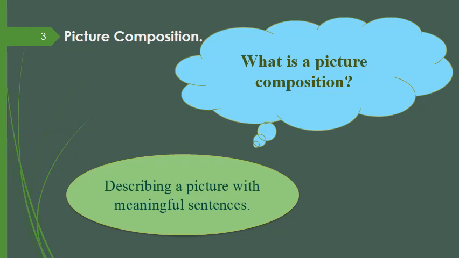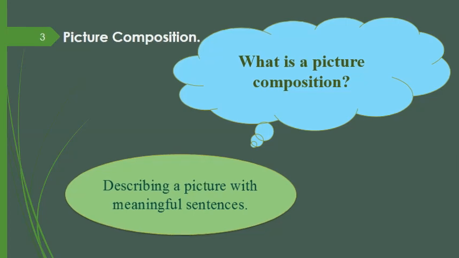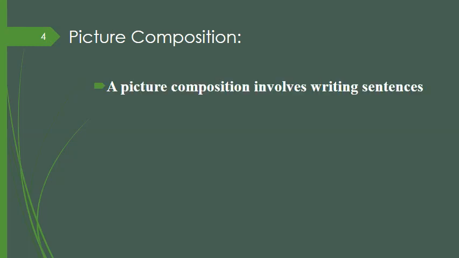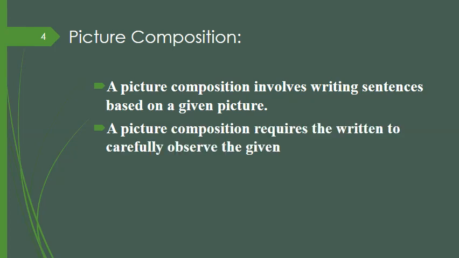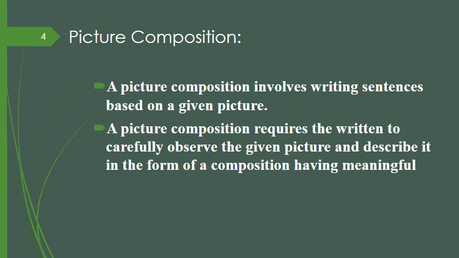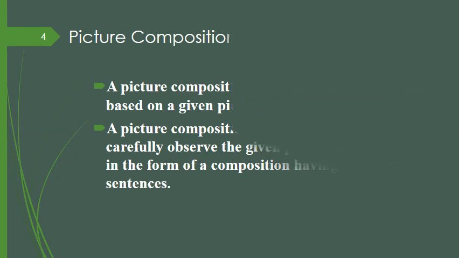So listen to these points carefully. A picture composition involves writing sentences based on a given picture. A picture composition requires the reader to carefully observe the given picture and describe it in the form of a composition having meaningful sentences.